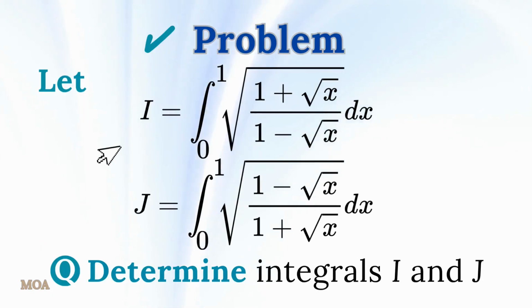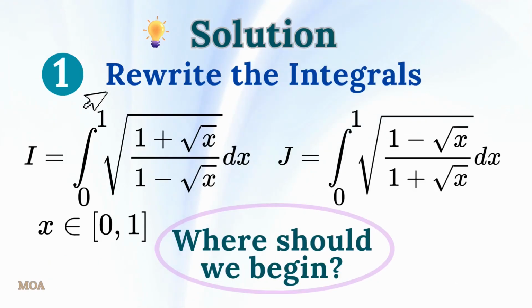integrals. In this problem, let I be the integral from 0 to 1 of the square root of the quantity 1 plus square root of x, divided by 1 minus square root of x, dx. And let J be the integral from 0 to 1 of the square root of the quantity 1 minus square root of x, divided by 1 plus square root of x, dx. Your task is to determine the exact values of I and J. Now, let us begin solving this problem.